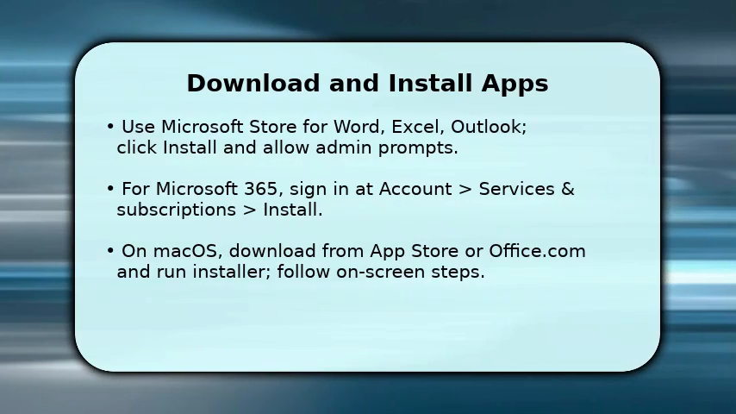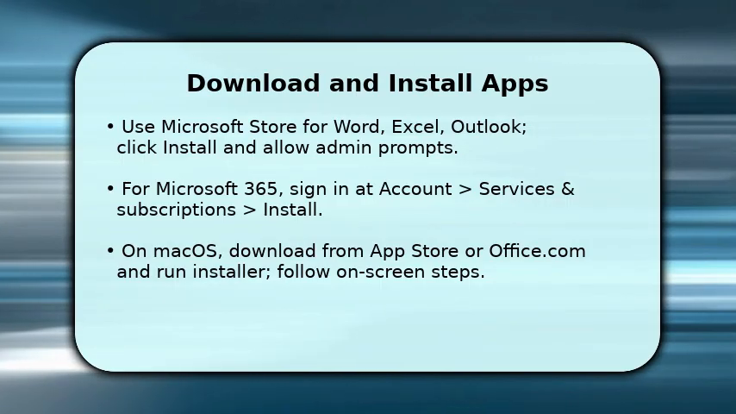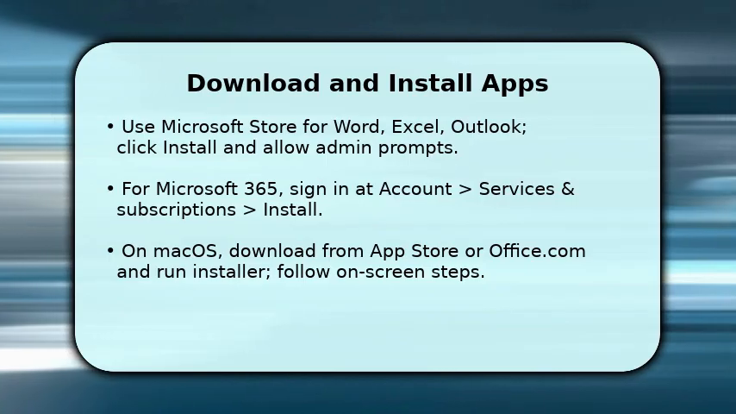Now you'll download and install the apps you need. If you prefer the Microsoft Store, open it, find each app, and click Install. Accept any admin prompts that appear. This ensures files land in Program Files. For Microsoft 365 subscribers, sign into your account, go to Services and Subscriptions, select Install and follow the installer. It bundles apps and applies your license.